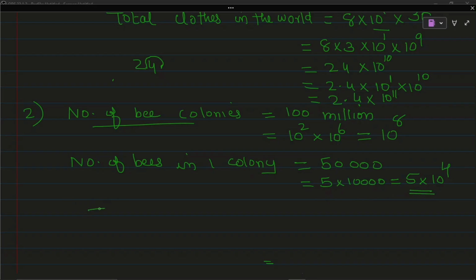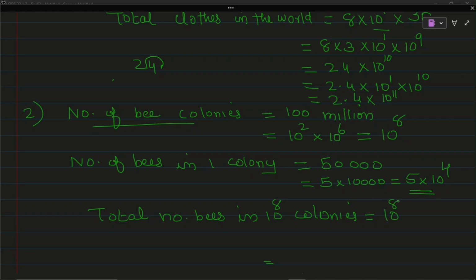Now total number of bees in 10 raised to 8 colonies. That is, one colony is 5 into 10 raised to 4, two colonies is 2 into 5 into 10 raised to 4, 3 colonies means 3 into 5 into 10 raised to 4. So total number of bees in 10 raised to 8 colonies, or 100 million colonies, you can find by 100 million multiplied with 5 into 10 raised to 4, or 100 million means 10 raised to 8.